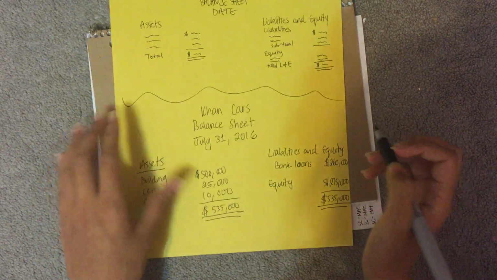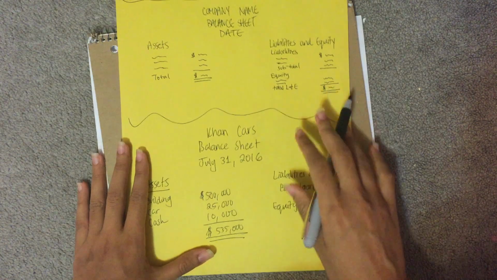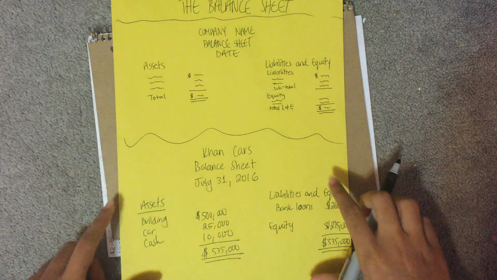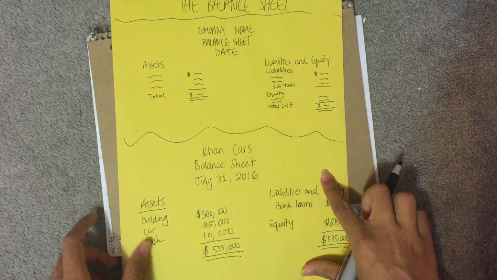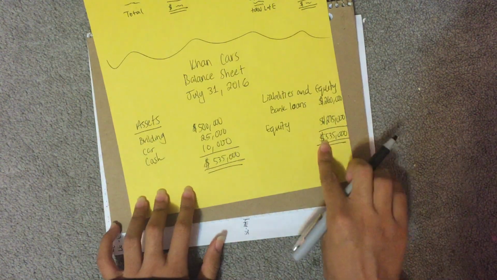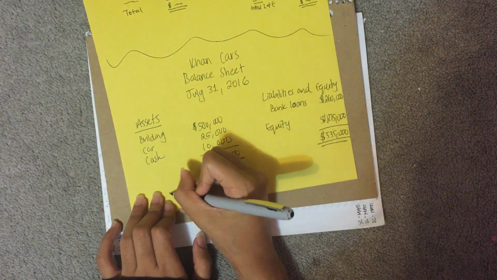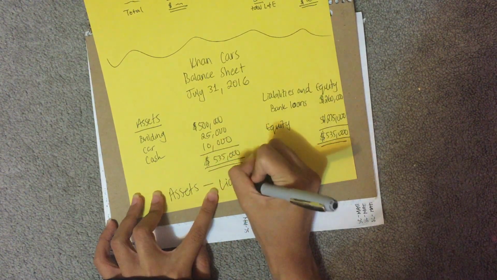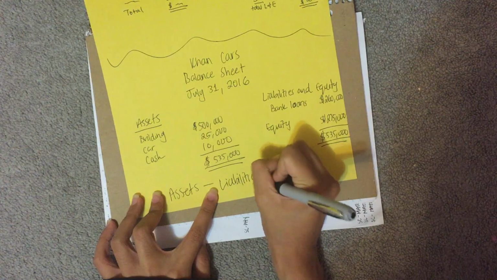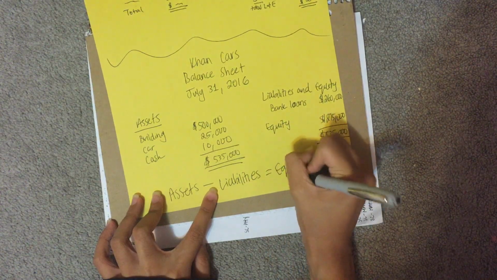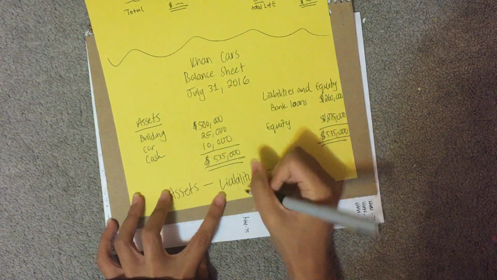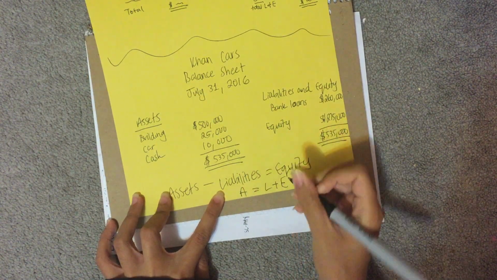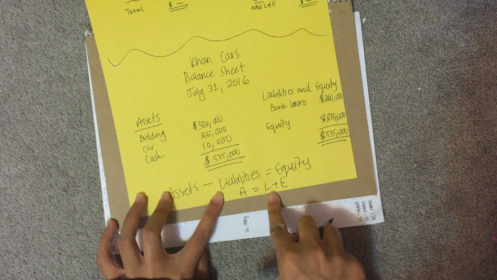So see here, following this format, we were able to make our balance sheet balance. You see here what we saw before: assets minus liabilities gave us our equity. We could also write it as A equals L plus E. This is what makes a balance sheet balance.